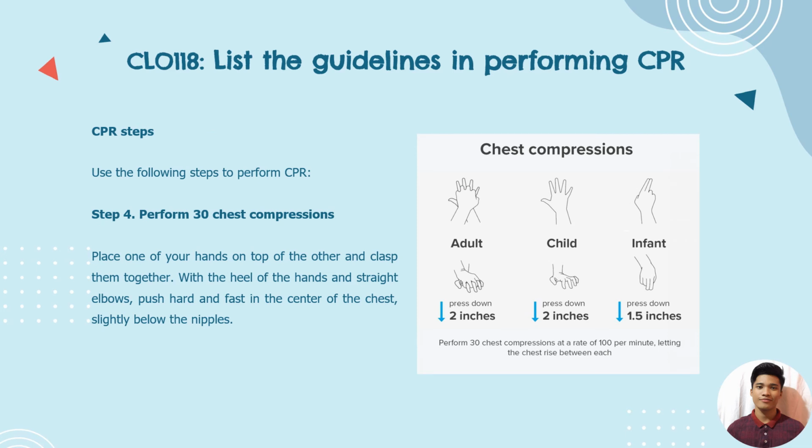For step 4, perform 30 chest compressions. As you can see in the pictures, adult, child, infant, there are different kinds of chest compressions. Place one of your hands on top of the other hand and clasp them together with the heel of the hands and straight elbows. Push hard and fast in the center of the chest, slightly below the nipples. Push at least 2 inches deep.